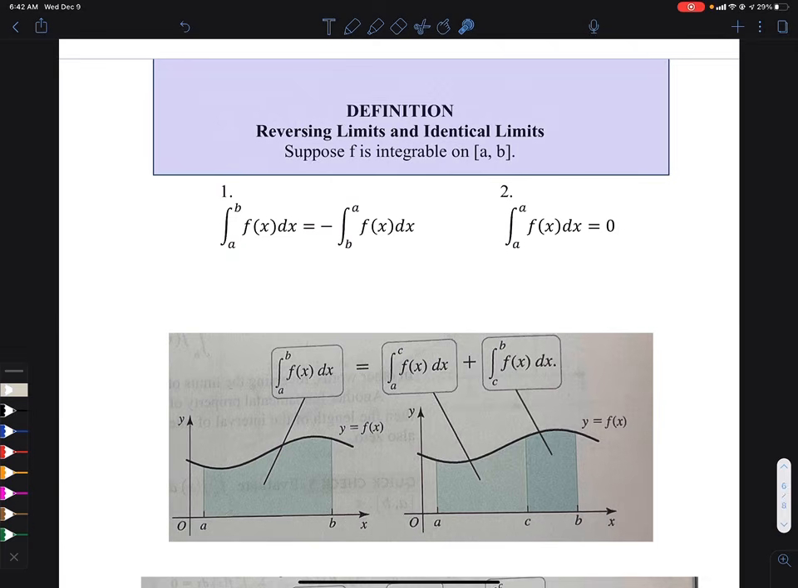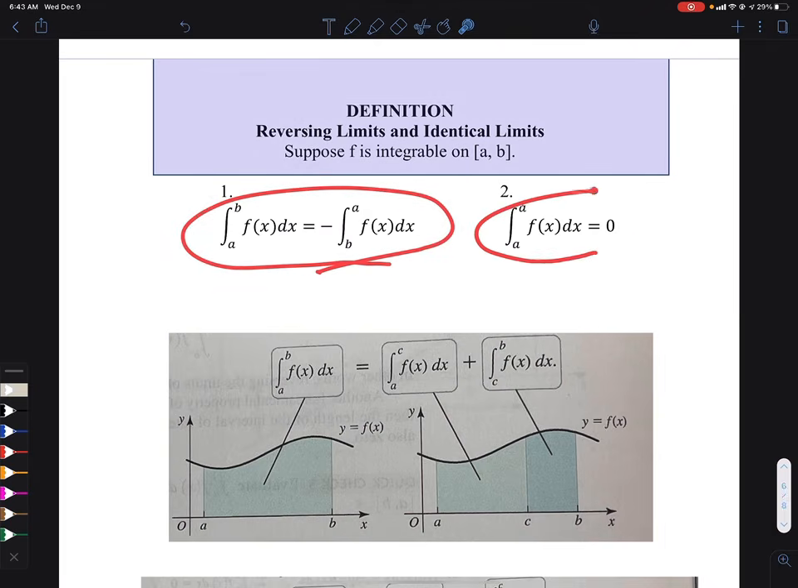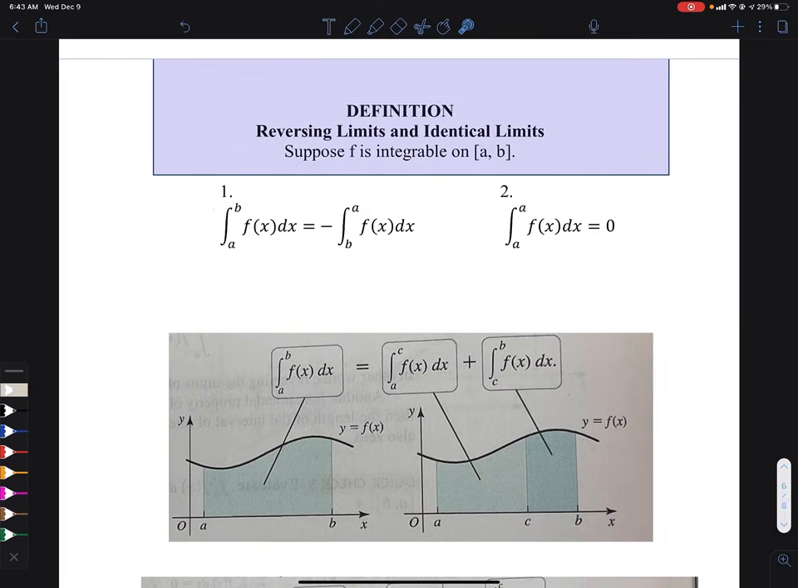And this next one makes so much sense. If you start at A and end at A, it's 0. They're giving that definition. To me, that's so obvious. What's the area under the curve starting at A, ending at A? It's going to be 0. You have no area because you haven't moved. So those are two that you have to know. This one is used all the time. This one, occasionally you'll see that, but not very often.